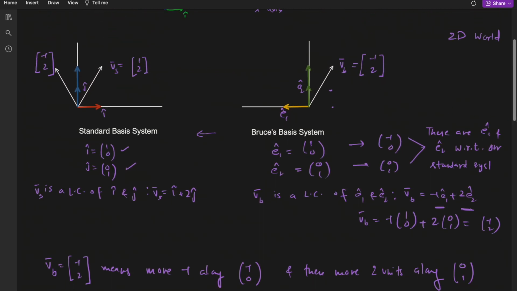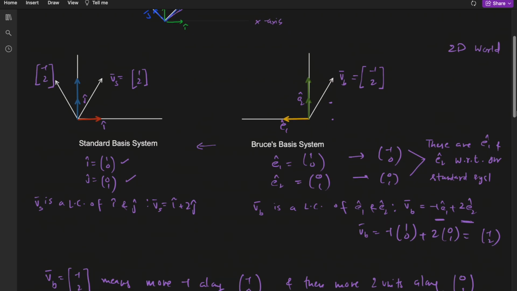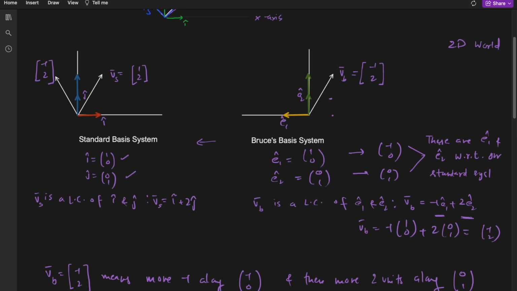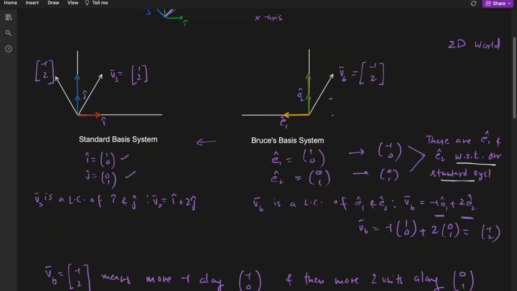Okay, so you can see that because we know what the basis set for Bruce's system is with respect to our standard system, that's how we are able to correctly decode what he is trying to say. He is not saying this vector, he is not pointing to this target location, but he is pointing to this target location because we know the correct system.